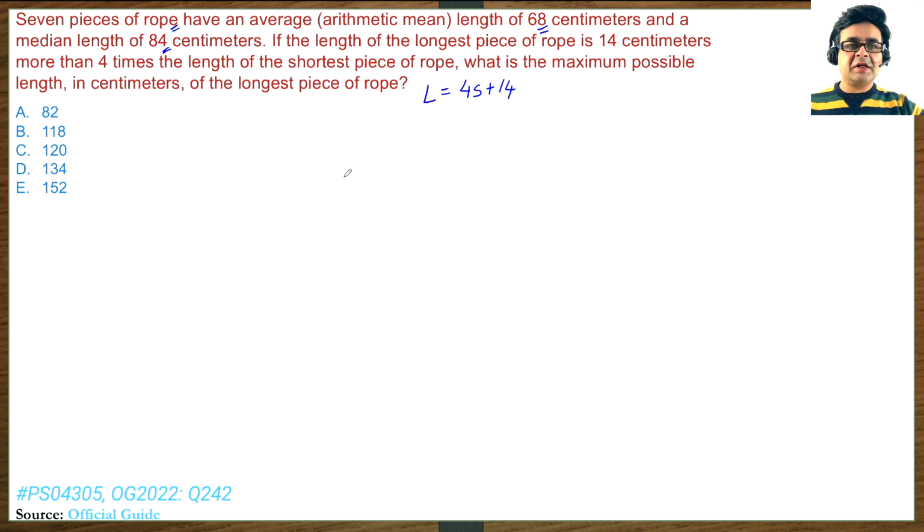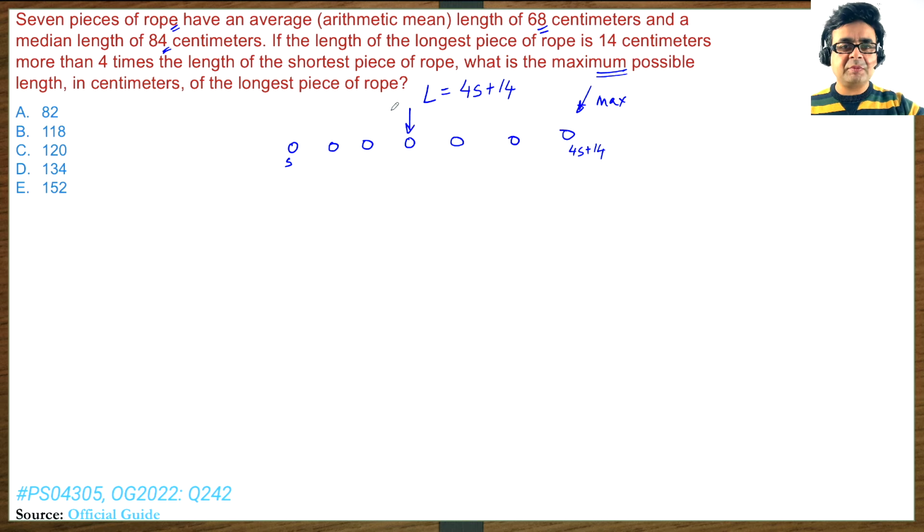Okay, with that, let's start writing this down in ascending order. Let's draw the 7 pieces of rope. Now this is the smallest and we know that this is the largest, and the measurements of these two I already know, right? And I need to maximize this. This is what the question is asking. What else do I know about this? I know that the median is 84 centimeters, and since there are 7 ropes, the middle point would be the median, which is the 4th point right here. This would be the median, and this is 84. We don't know anything about these two and these two.